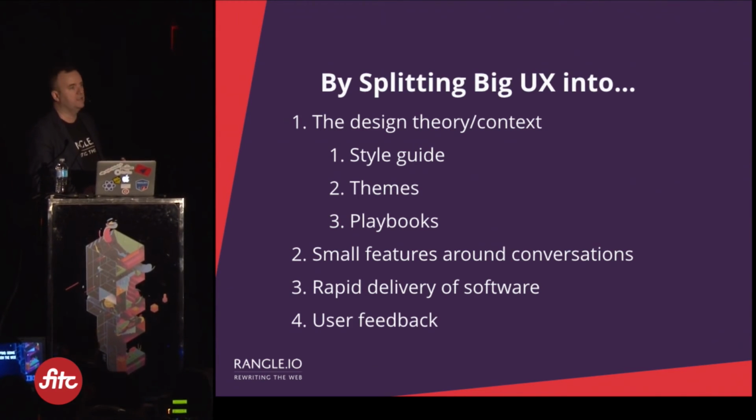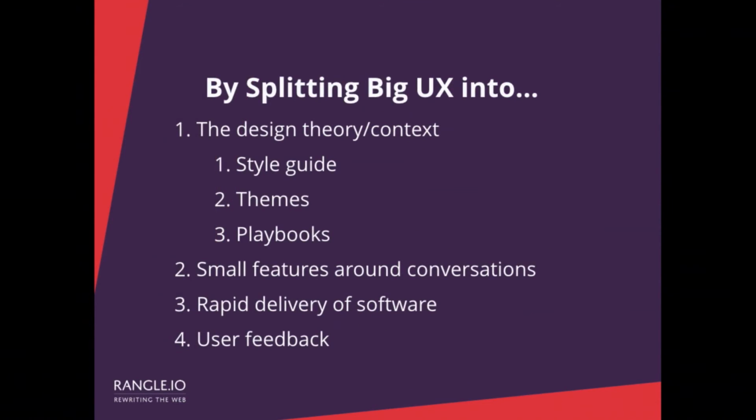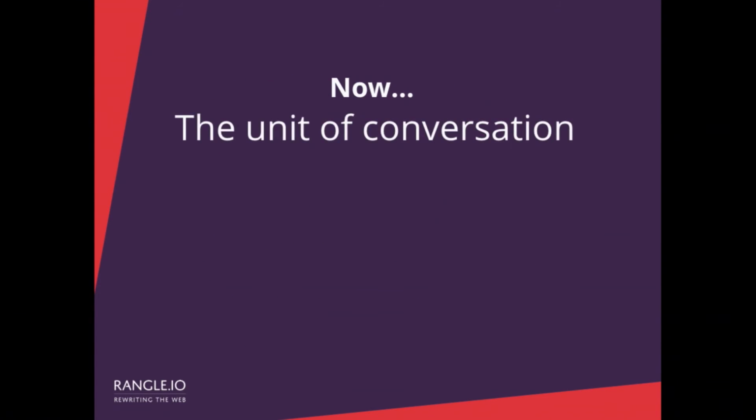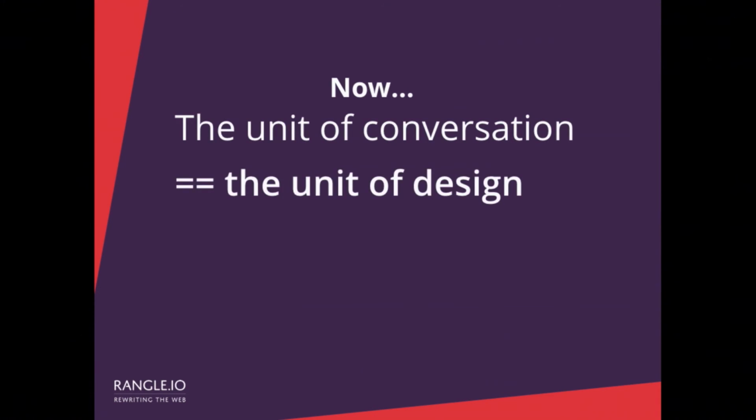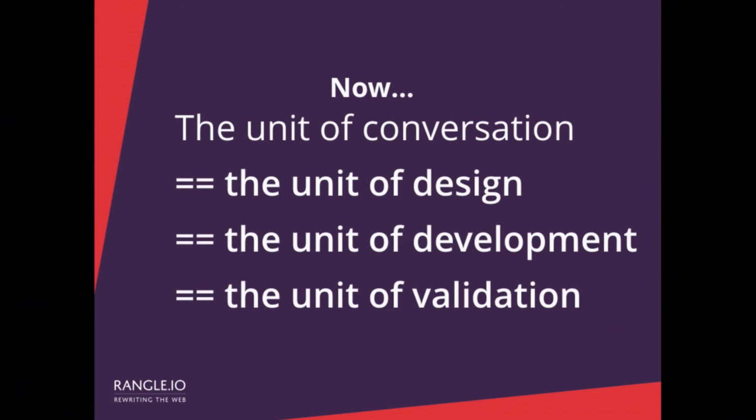And so if Lean UX can provide the validation and the stakeholder experience, and then the team can self-organize around these issues, and we're looking at that pace, that cycle time, now we have that end-to-end solution that we really need for an effective Agile team. So we end up with the unit of conversation is equal to the unit of design, is equal to the unit of development, is equal to the unit of validation. And this is what Lean UX really provides.